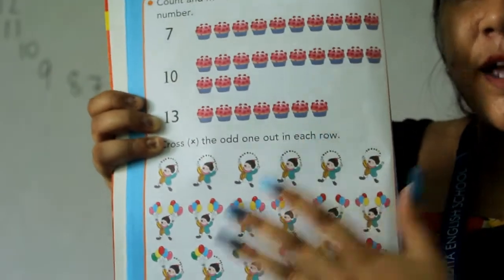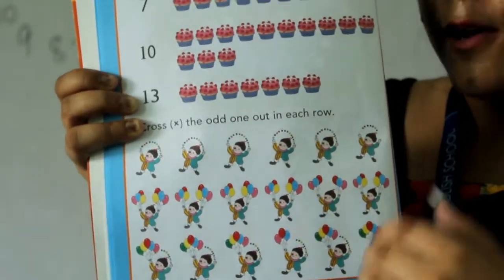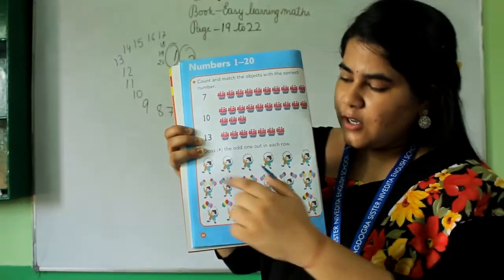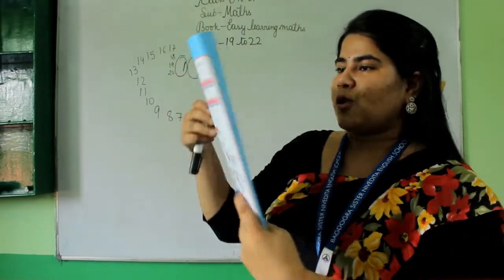So in this way you are going to finish this page also. Alright students, I hope that you can do it by yourself. You can count and you can tick the odd one. Okay. So let's do this.